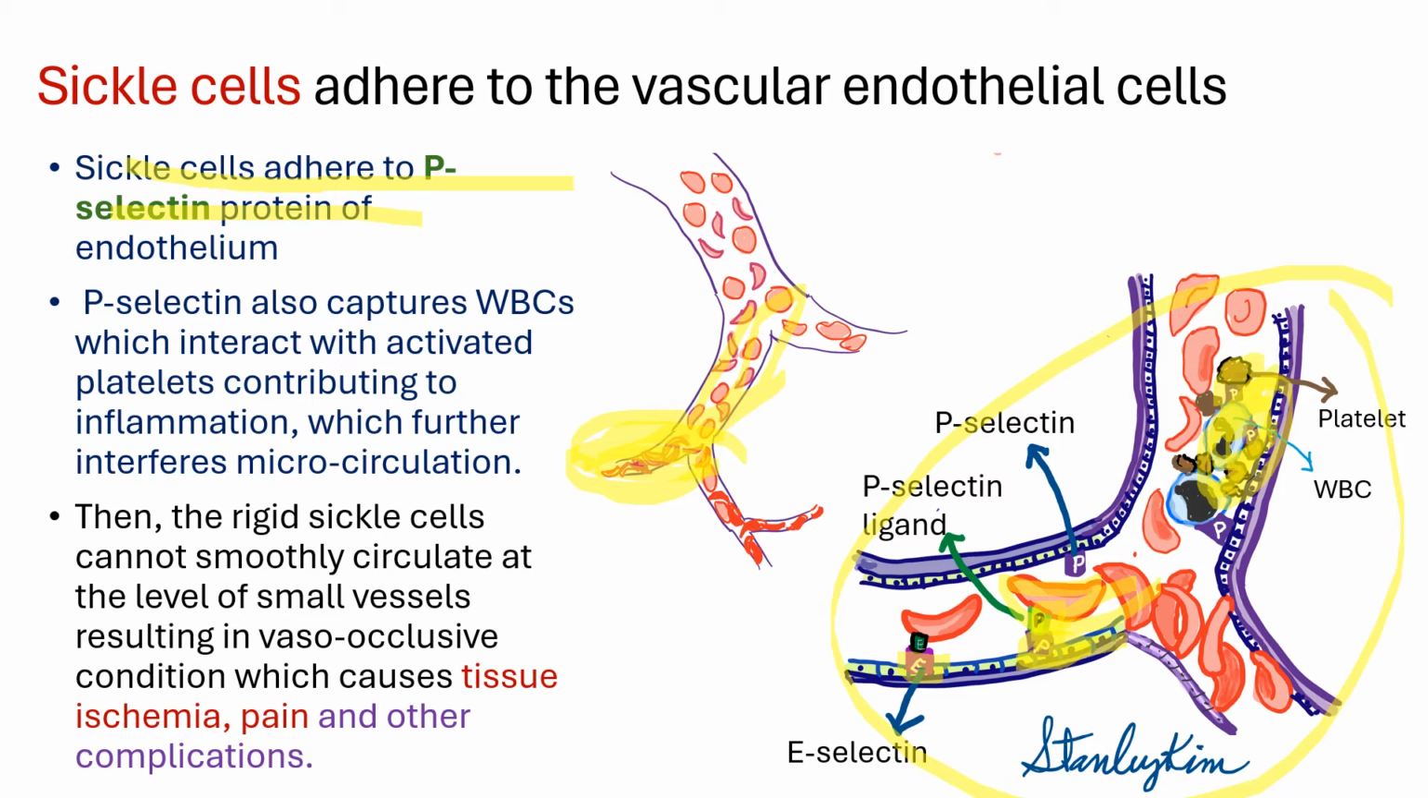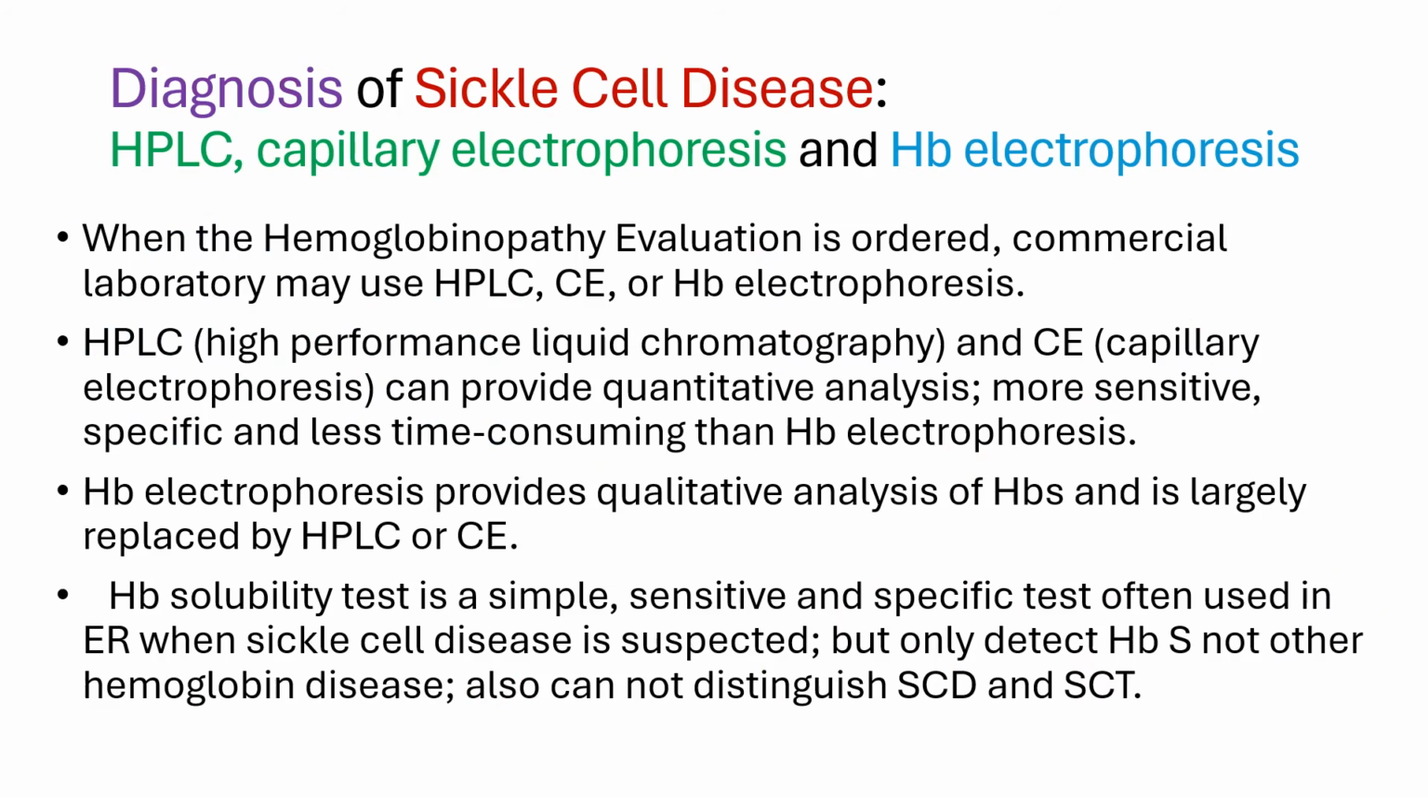Then the rigid sickle cells stuck to the endothelium cannot smoothly circulate at the level of small vessels, resulting in vaso-occlusive conditions that cause tissue ischemia, pain, and many other complications. How do you diagnose sickle cell disease? We used to use gel hemoglobin electrophoresis, but nowadays most laboratories use HPLC, high performance liquid chromatography, or CE, capillary electrophoresis, because they provide quantitative analysis and are more sensitive, specific, and less time consuming than hemoglobin electrophoresis. So they have largely replaced the old hemoglobin electrophoresis.